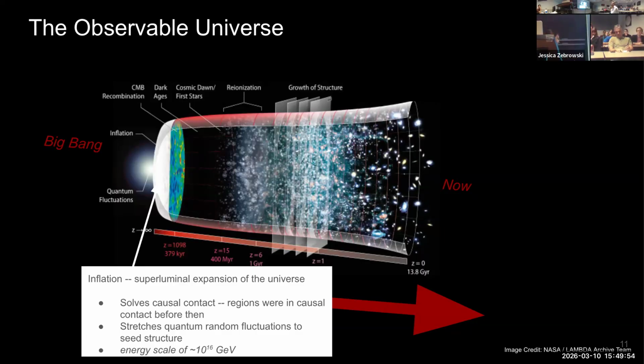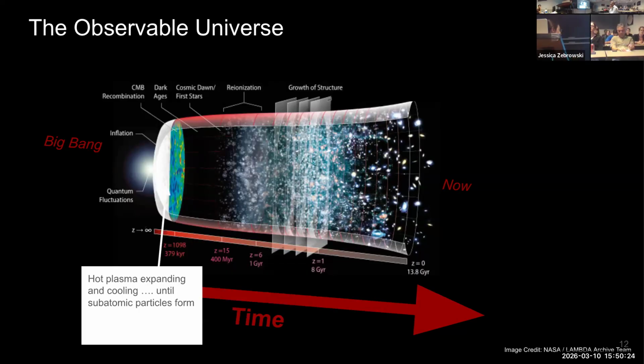So this solves causal contact because regions were in causal contact before then. And this answers the question of why we see structure, because this stretches these quantum random fluctuations in the early universe to seed structure. But inflation is actually this extremely mystifying event. It was super, super energetic, an energy scale of something like 10^16 GeV, and it doesn't fit in with anything else that we see in the standard model or have seen since in our universe's history. But it does make these problems make sense.